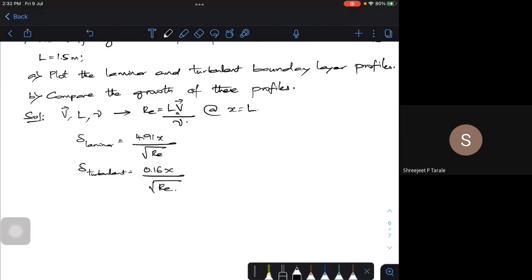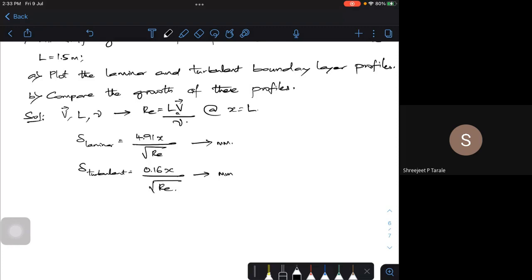Okay. Now, what I am going to get here is delta laminar in terms of meters, because you are putting x in terms of meters and RE I am going to calculate based on this. So I should be able to get this in terms of millimeters just for plotting or just for looking at the values. Now, I need to plot this particular thing. To plot this, I need to put it in a particular loop.